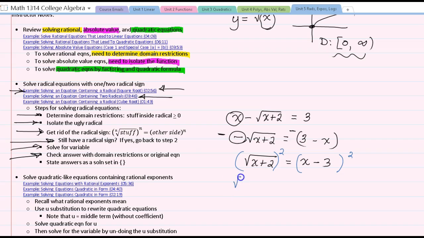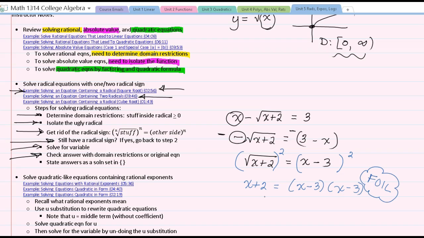So that means on the left side, my square root and my square will kind of undo each other, which means we'll just have x plus 2 on this side. However, over here on the right side, remind yourself that this is x minus 3 times x minus 3, so you're going to have to actually multiply that out, or remind yourself to do FOIL. And then when you do that, you're going to get a quadratic equation, and you need to be able to solve quadratic equations.